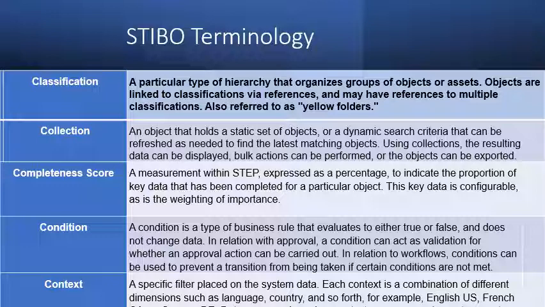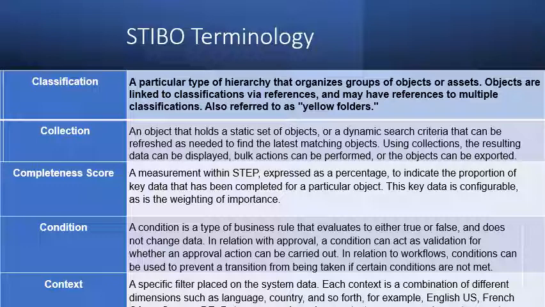Completeness score is just a measurement, exported from STEP as a percentage to indicate the proportion. It's not very important in this case now. Condition: a condition is a type of business rule, written in JavaScript. Just like a normal condition in programming languages, when you define the business rule you check the condition of these objects or of a particular workflow, and we check based on the conditions.